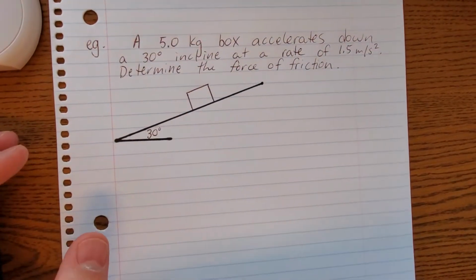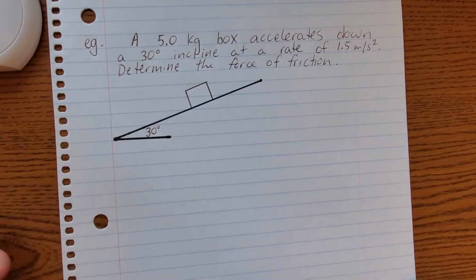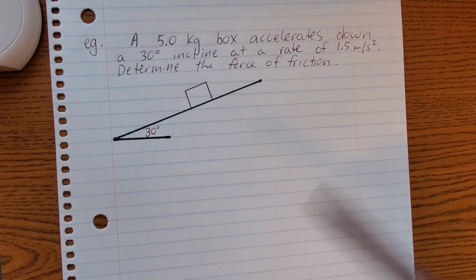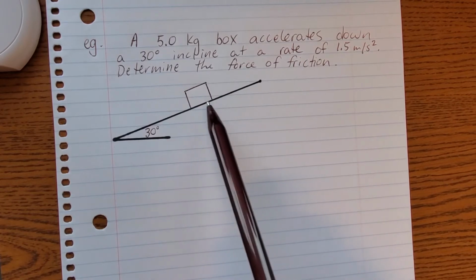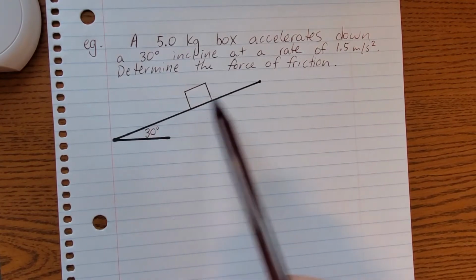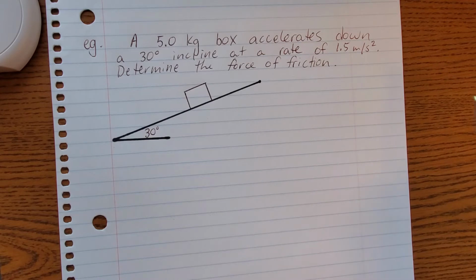Hi Physics 20. I'm here to do an example of a box on an incline. This is similar to a lot of questions we're going to do. Check it out. We've got a 5 kilogram box here. We know it's accelerating down the ramp at 1.5 meters per second squared. We're going to find the force of friction.